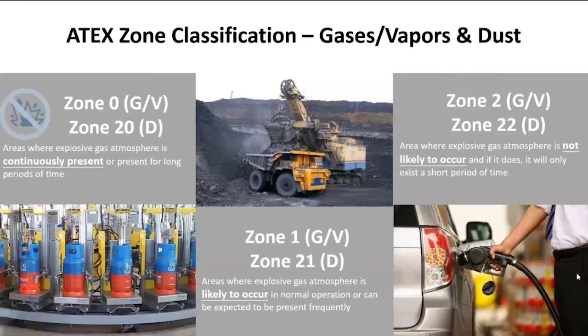For the ATEX directive, the certification for gas, vapor and mist is defined by zone: zone 0, 1 and 2. ATEX also certifies for combustible dust by zone: zone 20, 21 and 22.